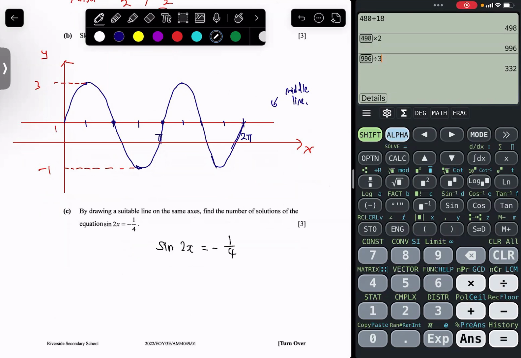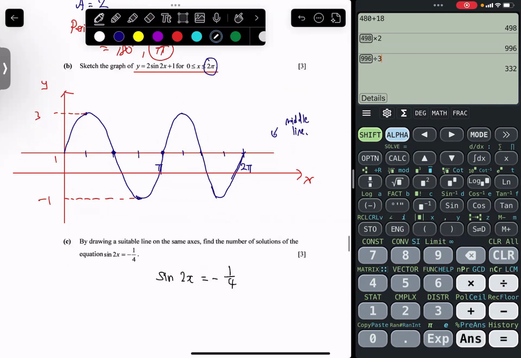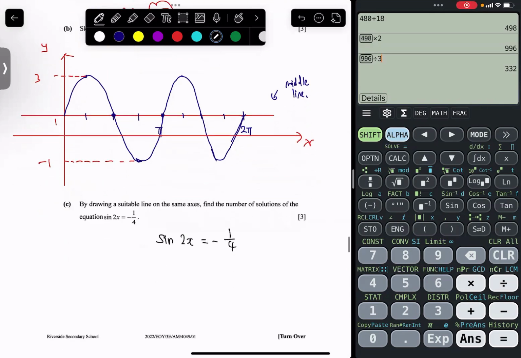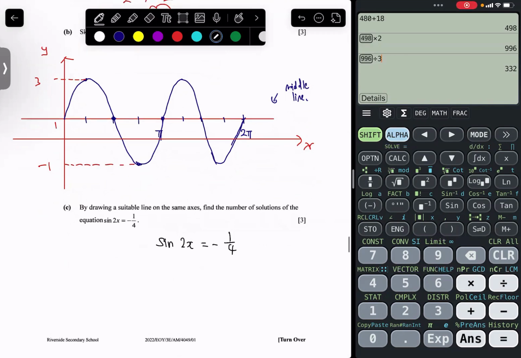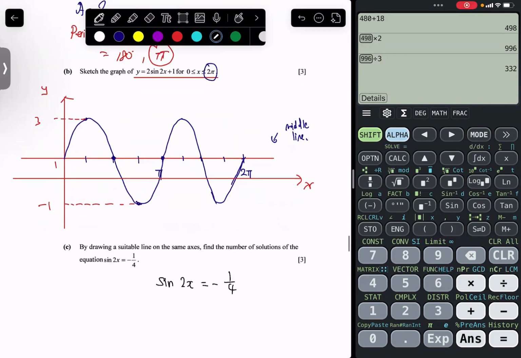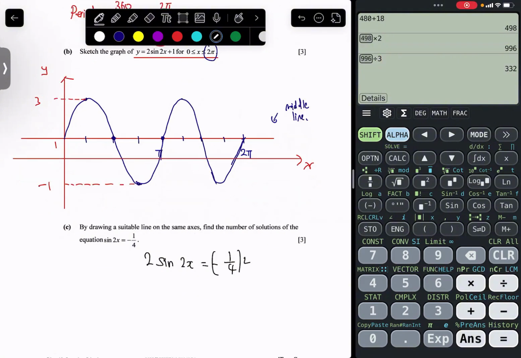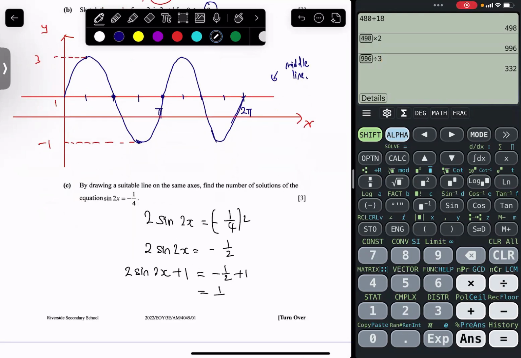But the graph that I drew is y equals 2 sine 2x plus 1, so I need to manipulate my equation so that it looks like that. In order to do that, first I need to times by 2. So it will be the same as 2 sine 2x equals negative half. But my graph is 2 sine 2x plus 1, so it's negative half plus 1, which equals half.